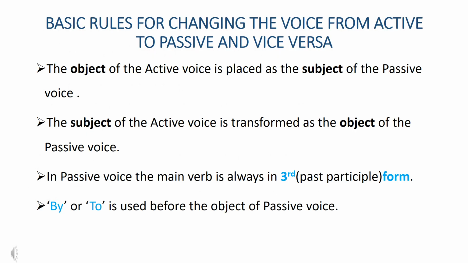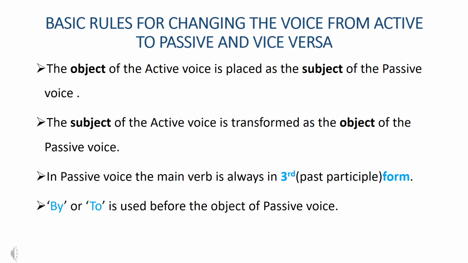Now, after identification of the active and passive voice, we have to learn some basic rules to change the voice from active to passive. Here we are going to discuss some basic rules of voice change. At first, the object of the active voice is placed as the subject of the passive voice. And secondly, the subject of the active voice is transformed as the object of the passive voice.